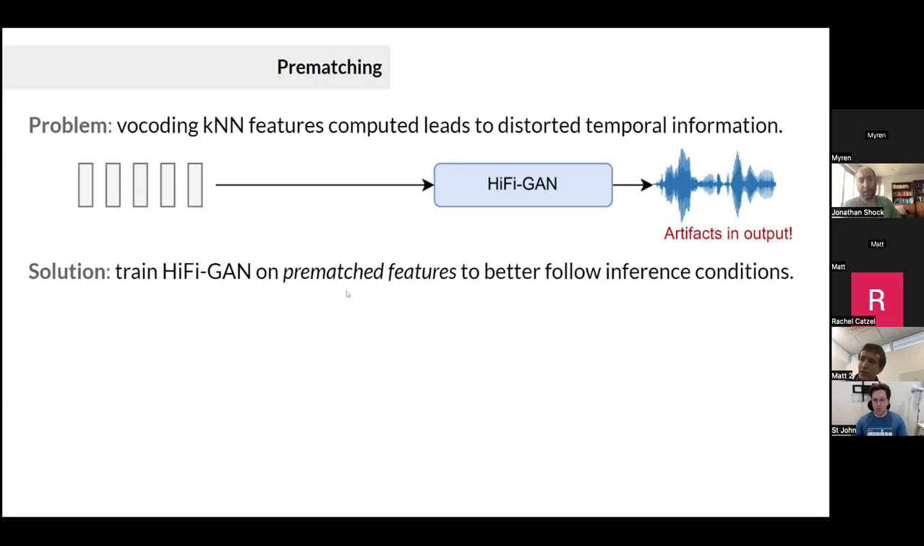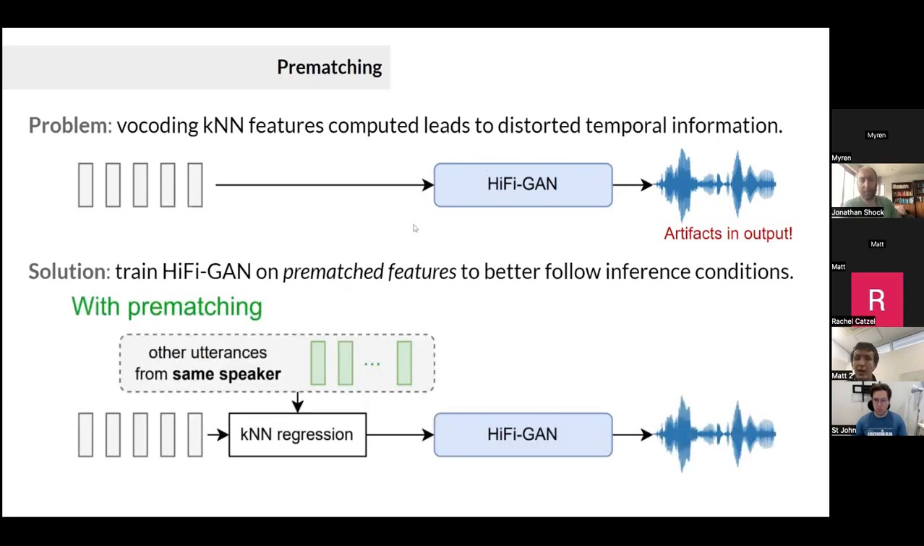So a solution that we came up with for this is, when we train HiFi-GAN, to train it in the same way that we do inference, where the inputs have been constructed from stitching together different parts of the output. To do this, we do this thing called pre-matching. Essentially, when we train HiFi-GAN, we don't just go from WavLM features to the audio.